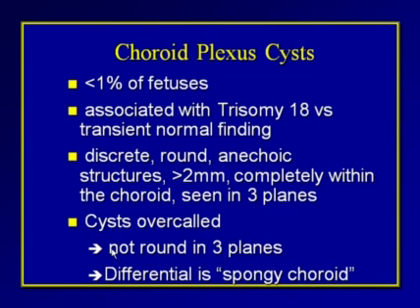When cysts are overcalled mistakenly, it's typically because it's not a true cyst. The lesion is not round in 3 planes, and it more likely is something that we call a spongy choroid.